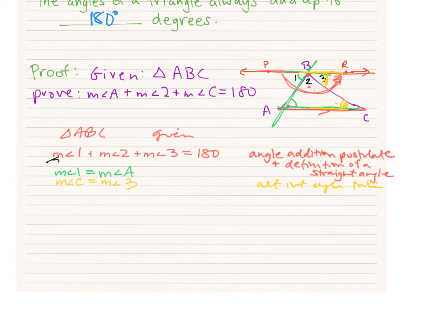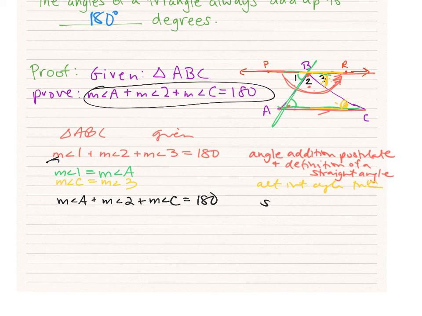Okay, so the measure of angle 1 is actually also the measure of angle A, since we know that they're the same. We can leave the measure of angle 2, and then the measure of angle 3 is also the measure of angle C. And that's what we're trying to get to, just by substitution. Okay, and that's, I think, enough for the proof. You understand how that works just with the alternate interior angle theorem.